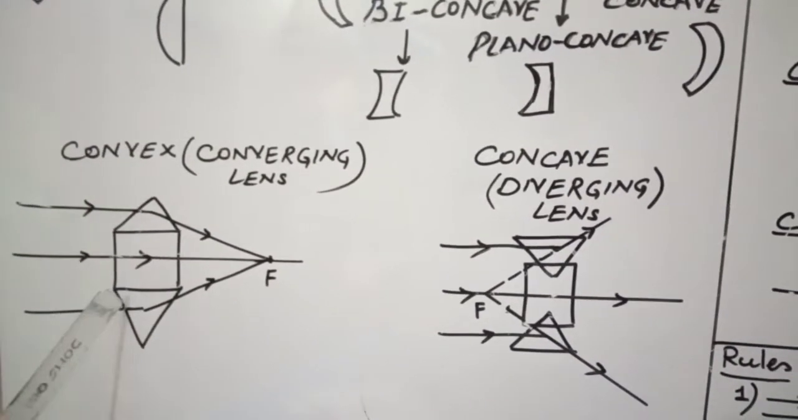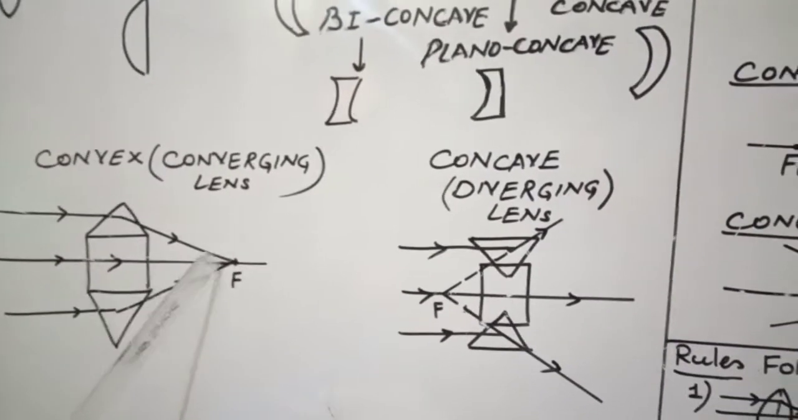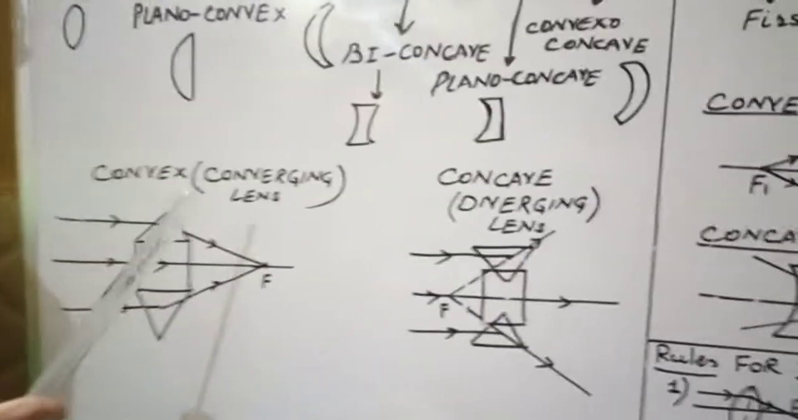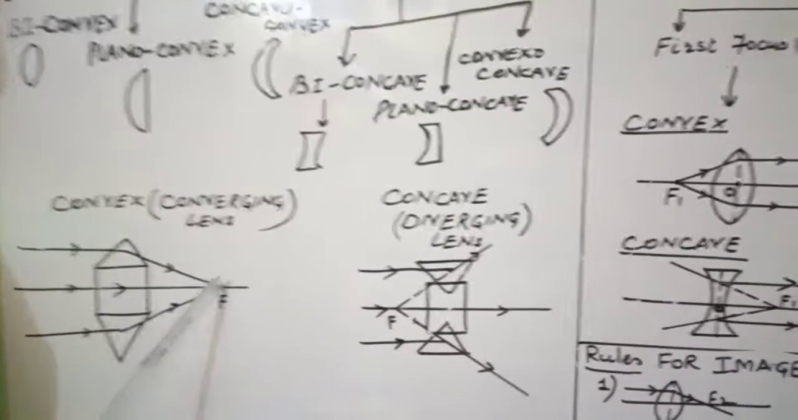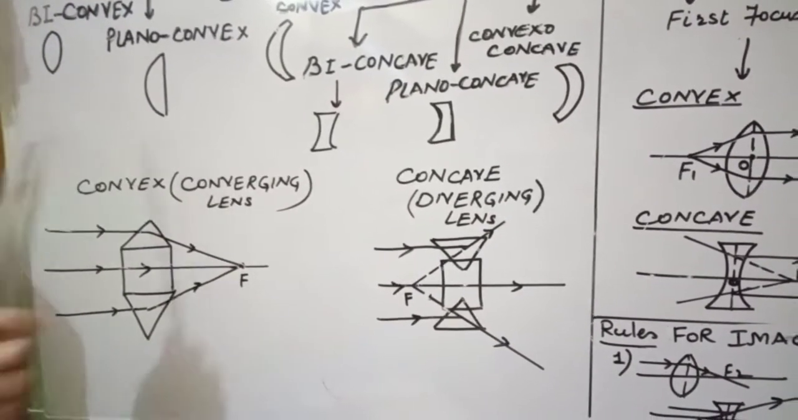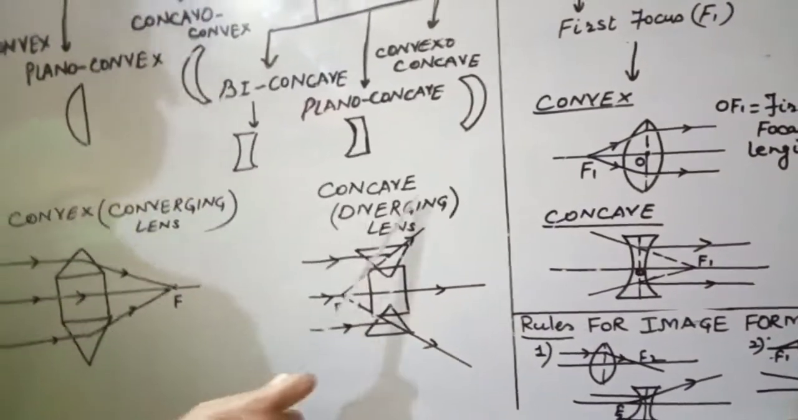In the same way, this incident ray strikes the other prism and after refraction again bends towards the base of the prism. So what is the result? The result is that all three rays converge and meet at one particular point. Due to this nature, the convex lens is called a converging lens. Now come to the concave lens. The concave lens is called a diverging lens.